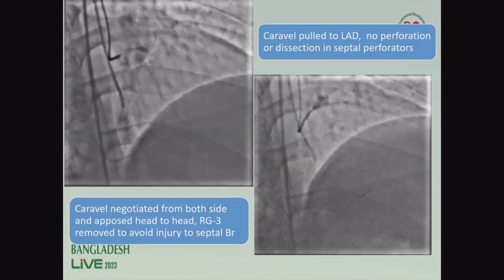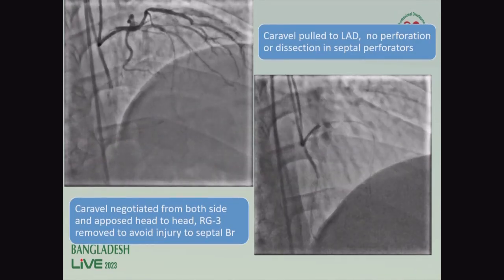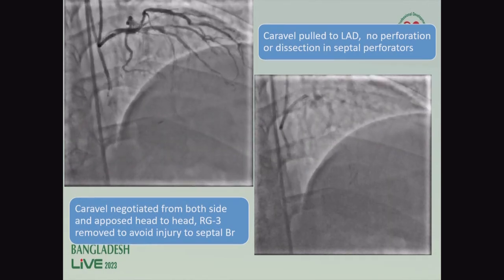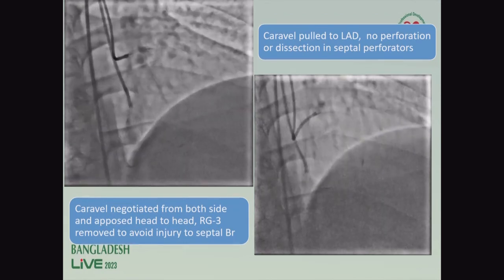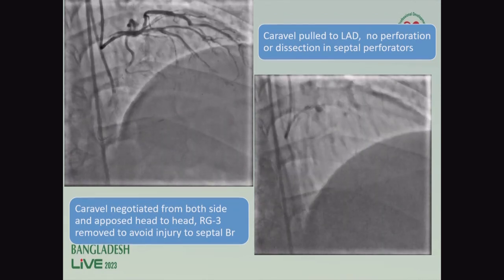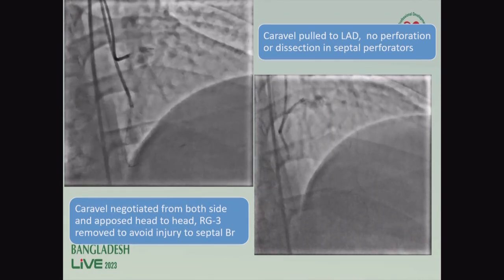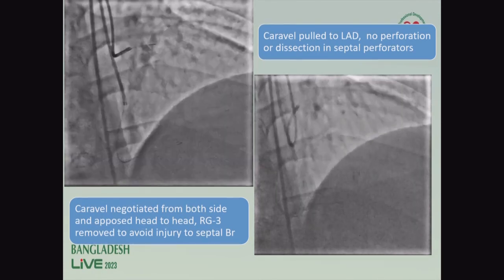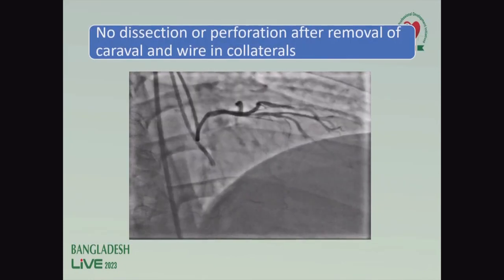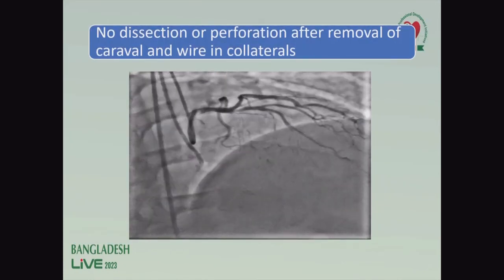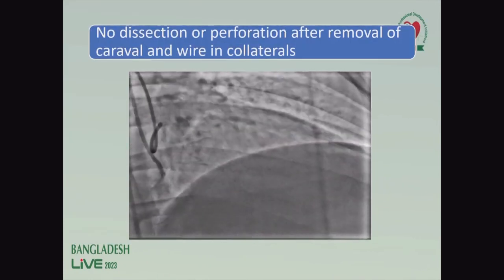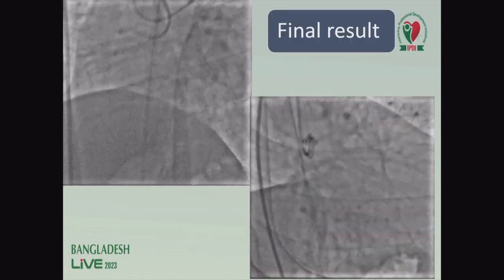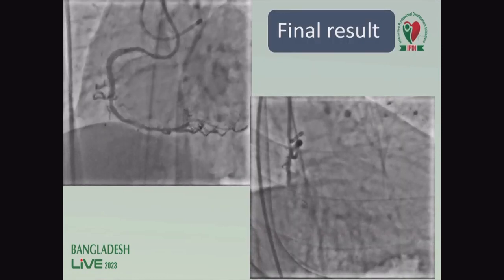Corsair was pulled to the LAD, and there is no perforation or dissection in the septal perforator. Corsair was negotiated from both sides and opposed head to head, and RG3 was removed to avoid septal injury to the septal branch. You see, there is no dissection or perforation after removal of Corsair and wire in the collaterals. So this is the final result.